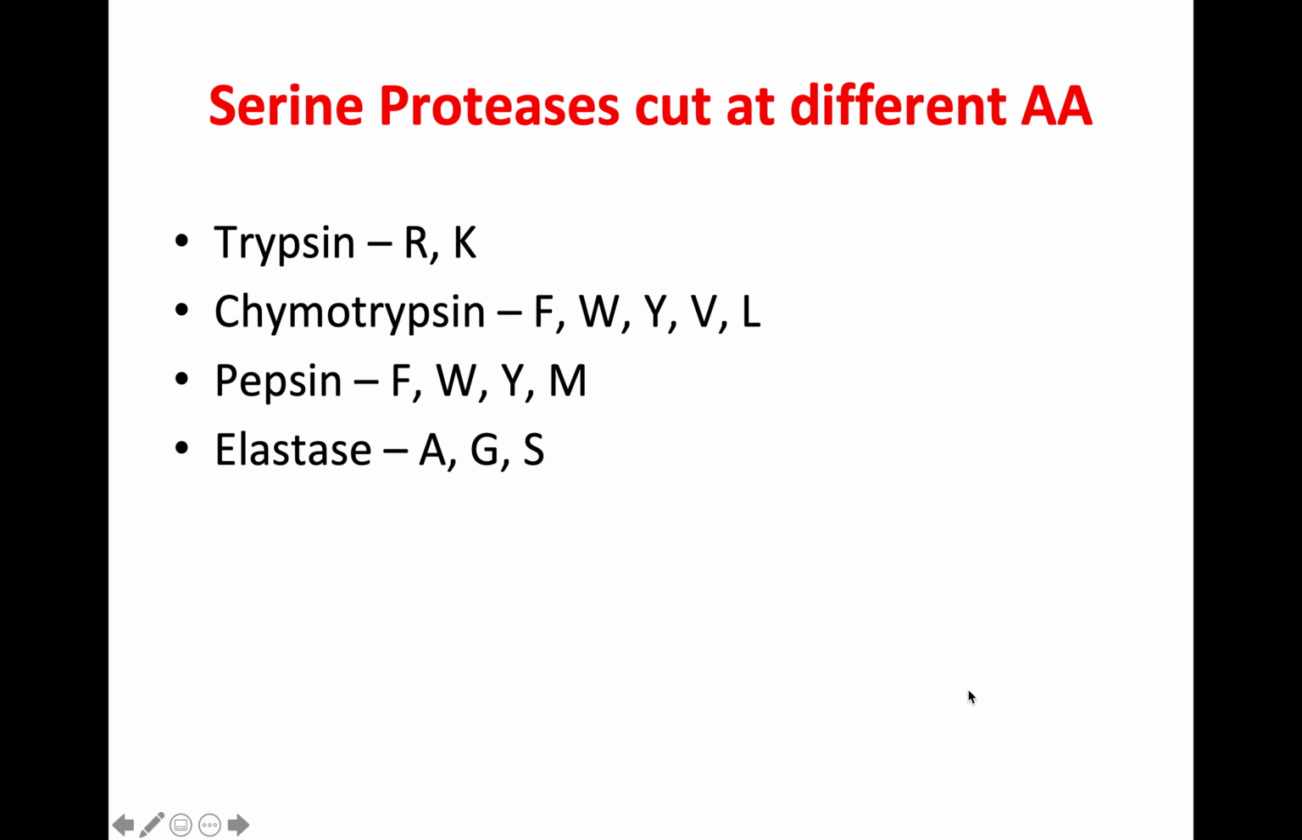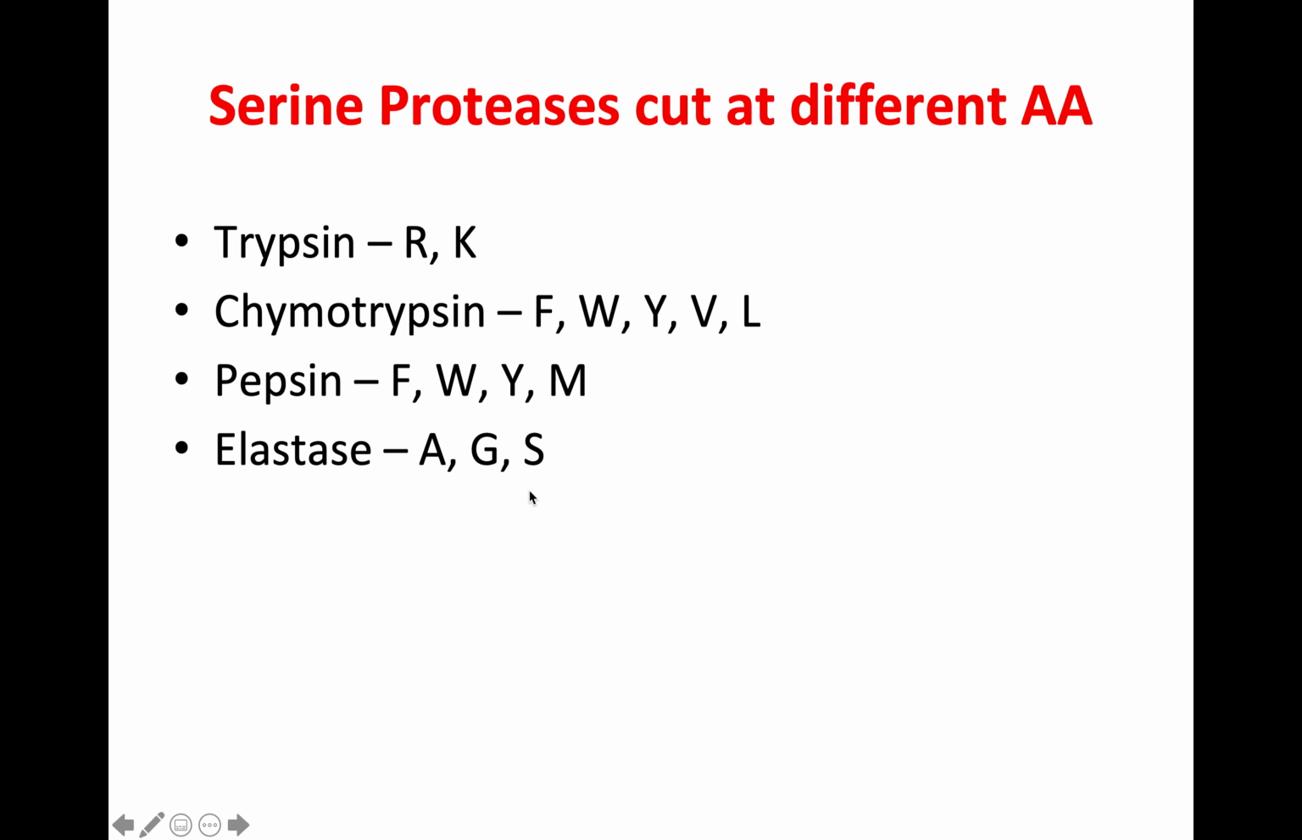So let's have a look at some of the proteases. We're going to take a look at the proteases from the serine protease family. They cut at different amino acids. Let's look at these four common serine proteases that have been used to cleave amino acids. They are trypsin, which cuts specifically at arginine and lysine; chymotrypsin, at basically phenylalanine, tryptophan, Y, valine and leucine, but we will come back to that; pepsin, F, W, Y, and M, methionine; and elastase, basically at A, G, and S.